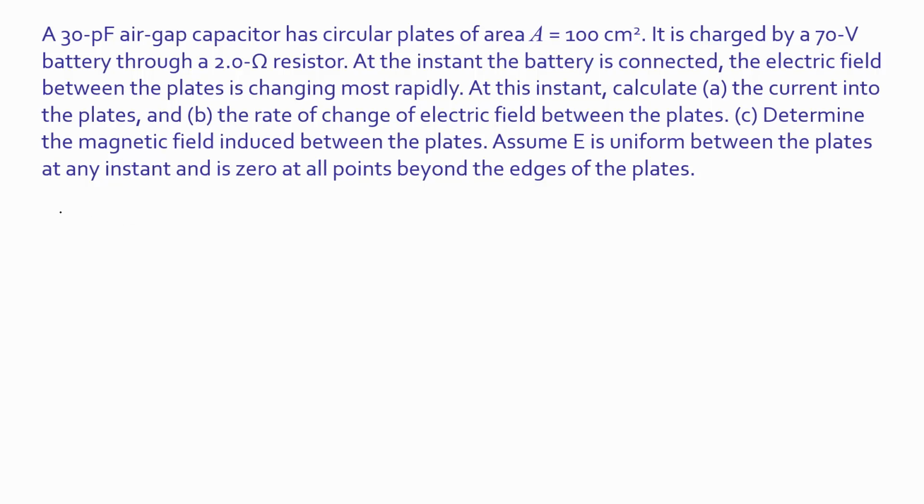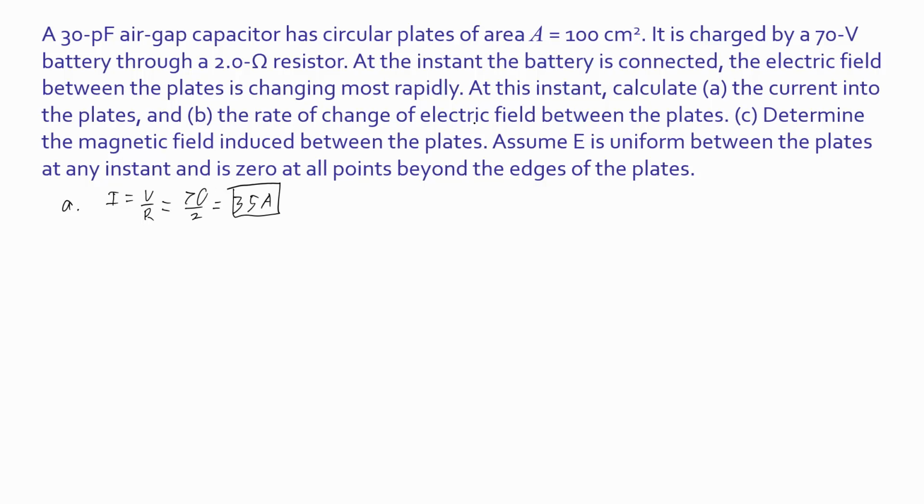But before the capacitor has any charge, the current is just given by Ohm's law, so we can just use V over R. They give us V is 70 and they give us R is 2. Don't even need a calculator for that one. 35 amps is the initial current in this thing.